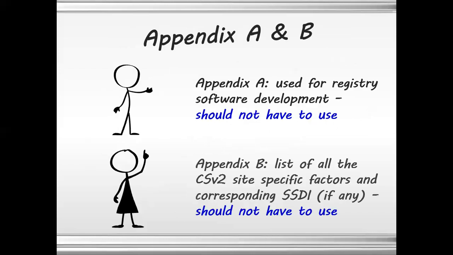You will note that there is an Appendix A and B to this manual. Appendix A is used by the registry software vendors, and Appendix B pertains to collaborative stage site-specific factors. So you do not have to worry about using these sections of the manual.